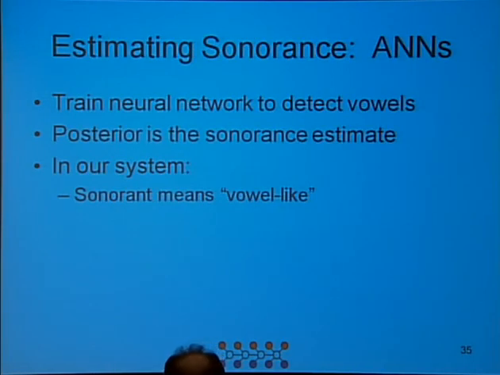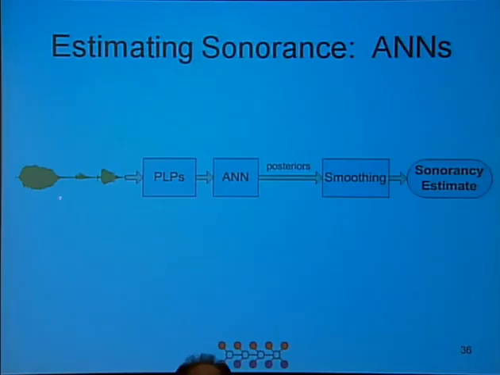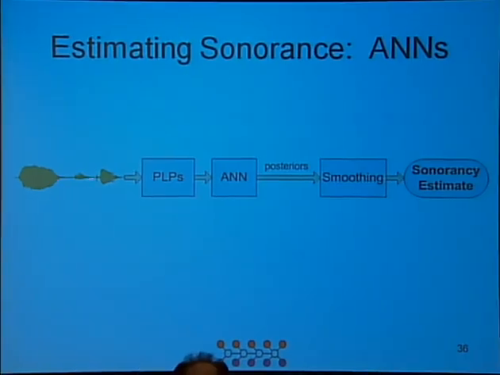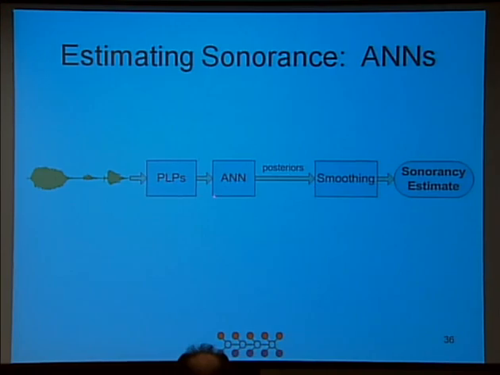So how we estimate sonorance, we actually train a set of neural networks to detect vowels. Then we take the posterior of the vowel and smooth it, and this is the sonorance estimate. And it's notable in our system, sonorant just really means vowel-like. We're not actually detecting resonance, but it's a sensible definition in that the sonorant consonants are more vowel-like than the non-sonorant consonants. And here's the estimator. Here's a diagram. So you have audio data, you generate PLPs, then you put them into a neural network, then that outputs posteriors, we smooth them with a 9-frame Hamming window, and then we have that sonorancy estimate.